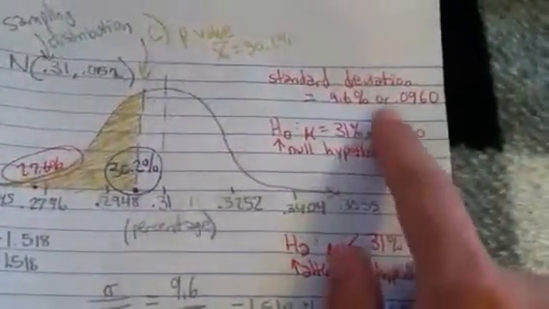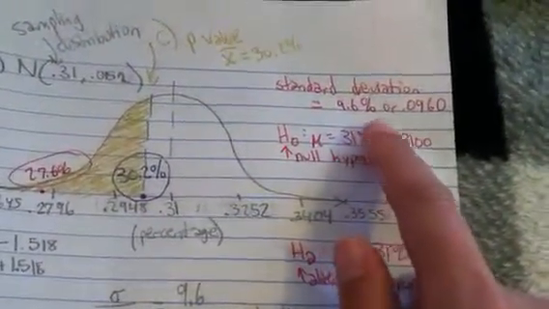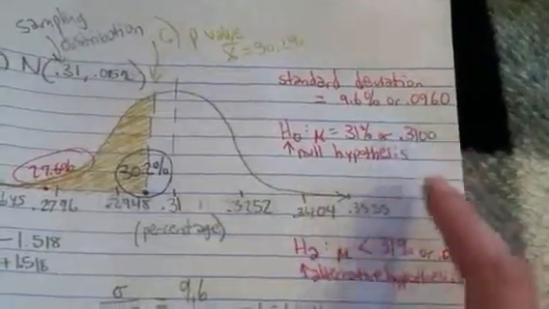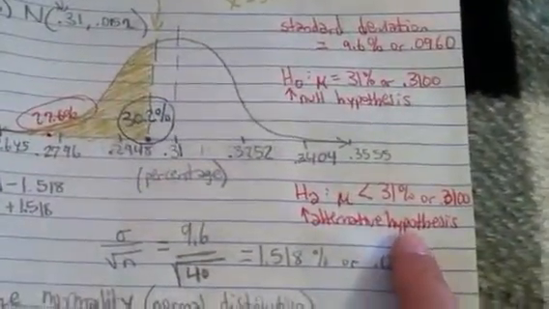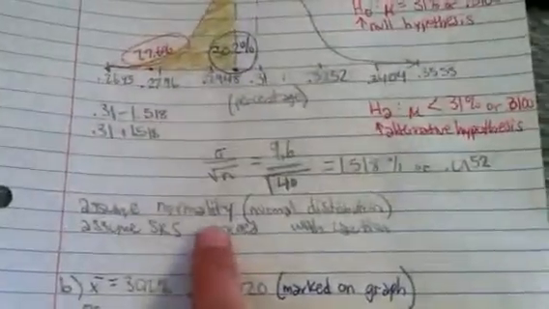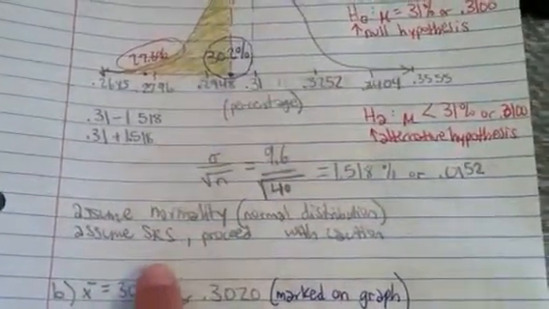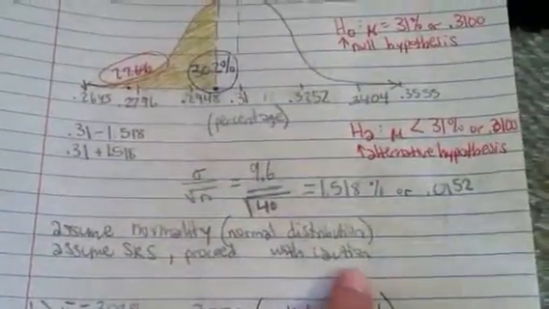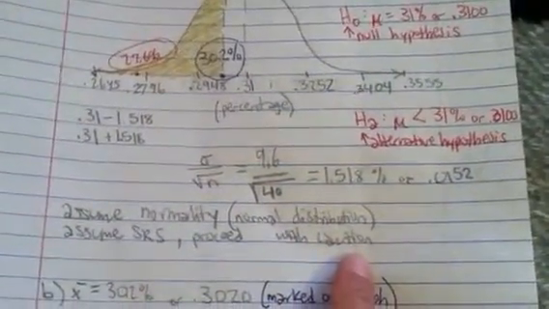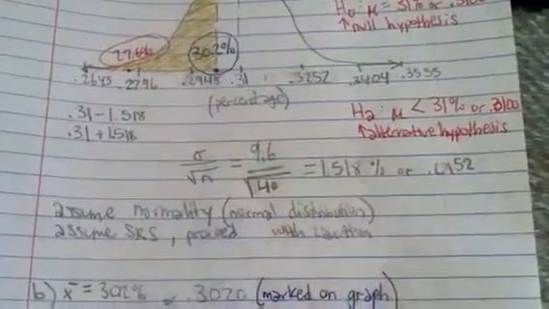The standard deviation is given. It was 9.6% or 0.0960. This was the null hypothesis. This was the alternative hypothesis. We have to assume normality and assume SRS, simple random sample, and proceed with caution due to the size because it was not stated.